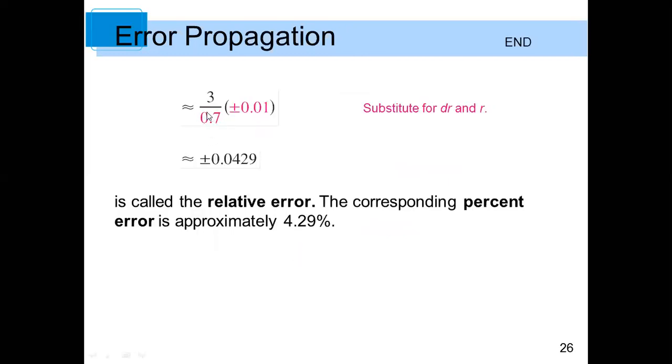Plug in your numbers. So r was 0.7, dr was plus or minus 0.01. So you get plus or minus 0.0429. And that's called the relative error. If you multiply it by 100, you get the percent error. So it's 4.29%. So it's good to get a relative error, so relative to the volume of the actual object or relative to whatever it is that you're measuring, okay?